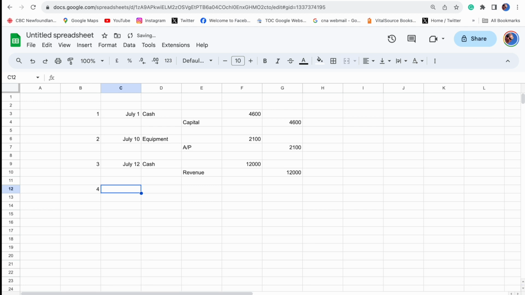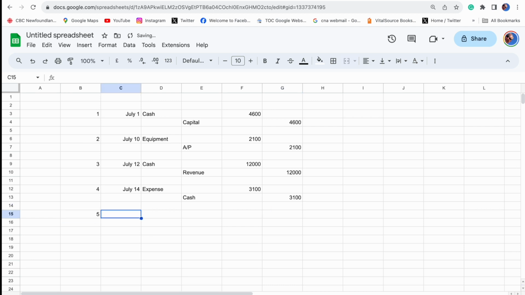Number 4 would occur on July 14th. Now, in the case of July 14th, we saw some expenses being incurred. The expenses were for $3,100. So we're going to debit expense, and that was for $3,100. And we are going to credit cash for $3,100 because they paid in cash. Now, again, you ask, why is something a debit? Why is something a credit? Well, an increase in an expense is a debit. A decrease in cash, in the case here, would be a credit.